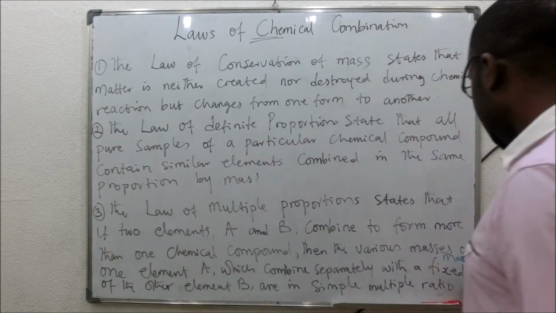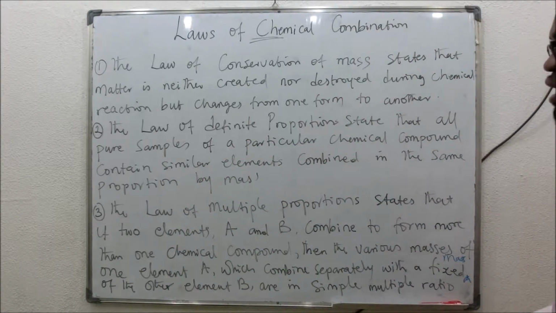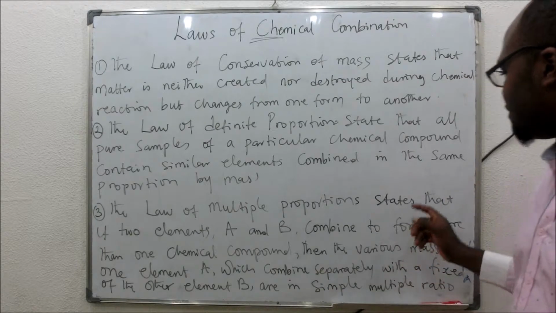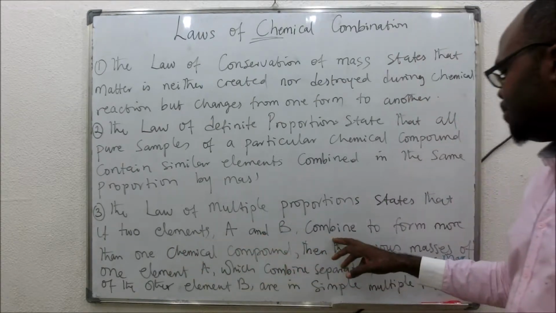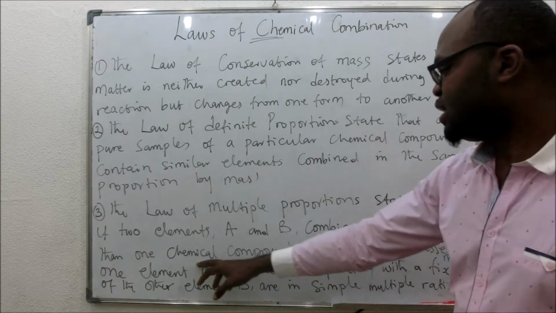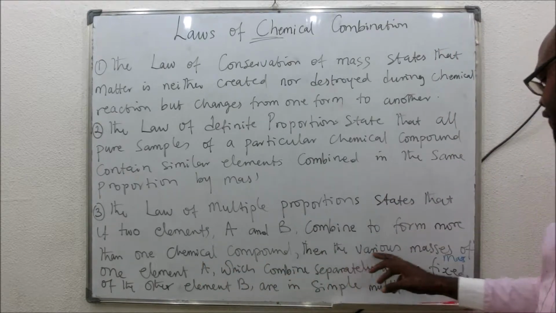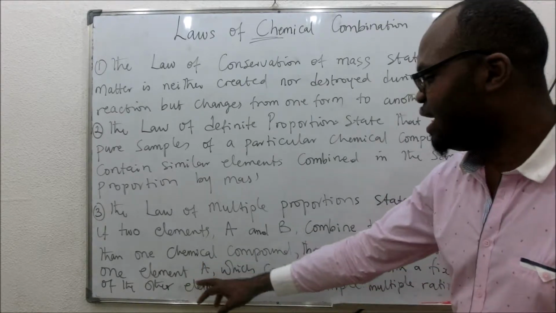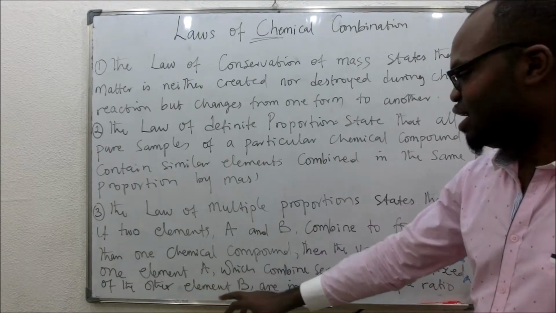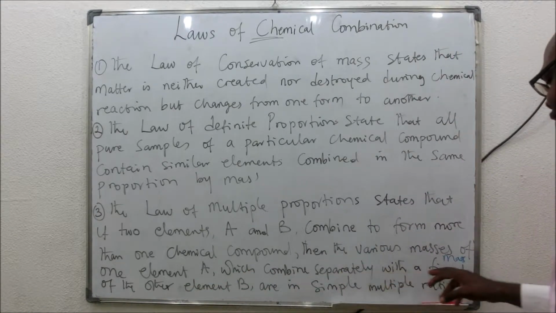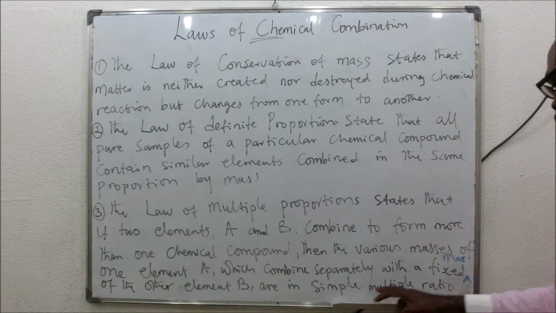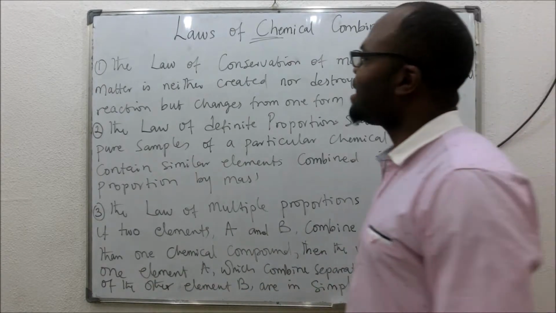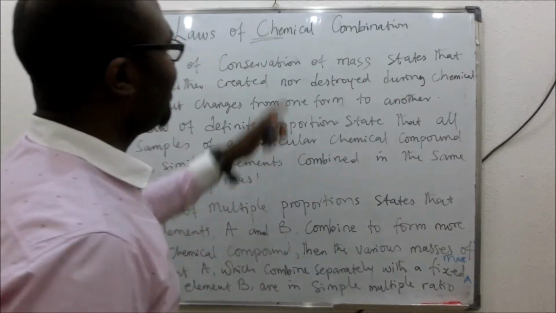So please, take note of this law of multiple proportion. It states that if two elements, A and B, combine to form more than one chemical compound, then the various masses of one element, A, which combine separately with a fixed mass of the other element, B, are in simple multiple ratio. So these are the three laws of chemical combination.